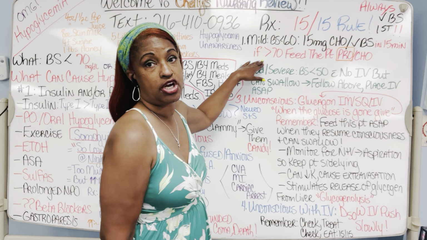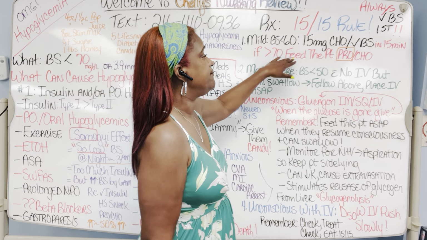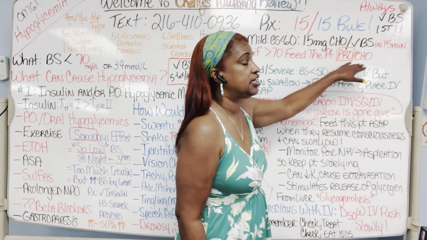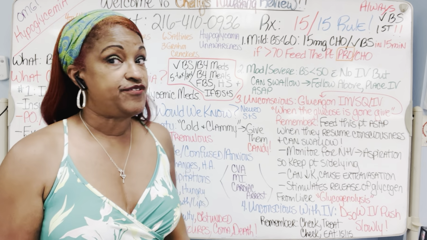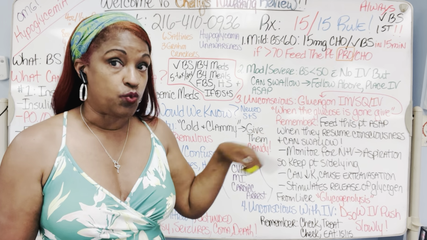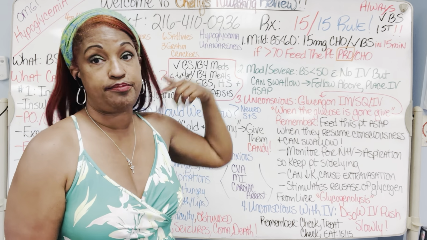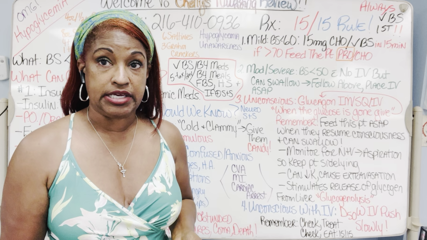If the blood sugar is higher than 70, feed the patient protein and carbohydrate combined. So if it's not higher than 70, repeat this whole treatment with the 15-gram carb until it is.